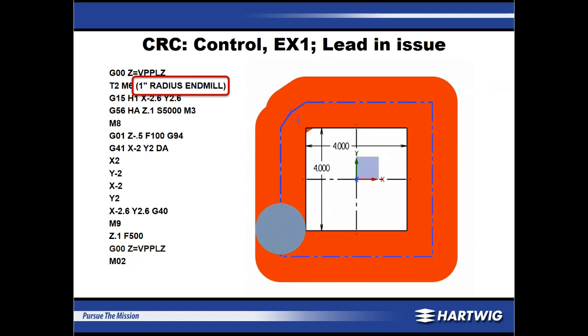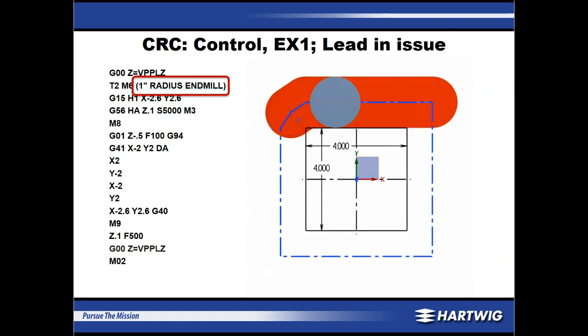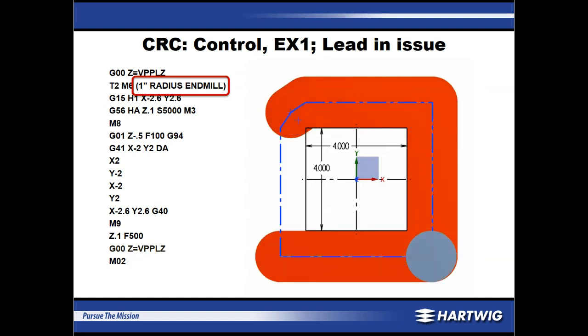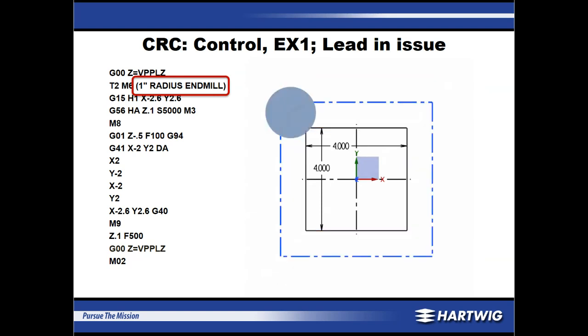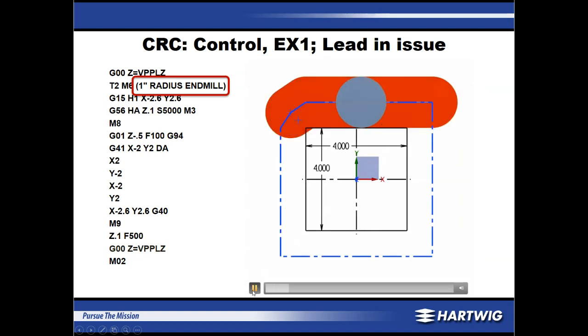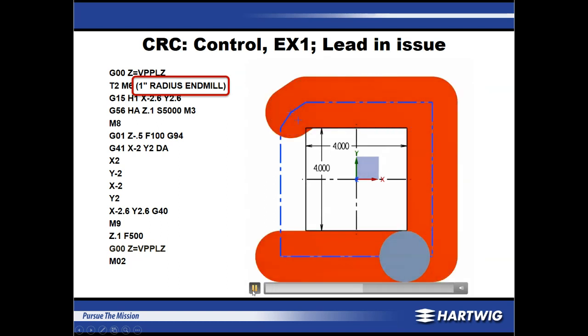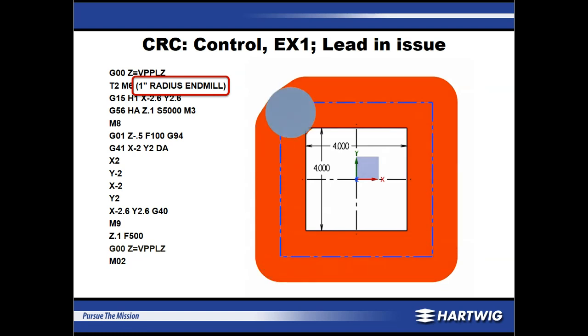But what the night shift operator, whenever he grabbed the program, thought the programmer wanted was a 1-inch radius end mill, or a 2-inch end mill. So that's what he put in the machine. And whenever he goes to run the program, he finds that it clips the corner of the part as it comes around, because there's not enough lead in and lead out to support a cutter so large.